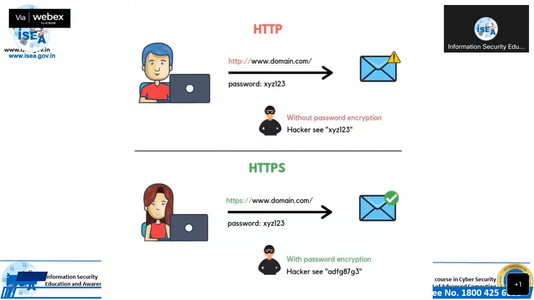Then, if HTTPS is there, you can enter. For example, if it is HTTP, the hacker can see what kind of data you are typing. If it is HTTPS, what you are typing will be encrypted. In the morning you heard a word called encrypted; no one knows what that is. So it will be encrypted and then the data will be passed.